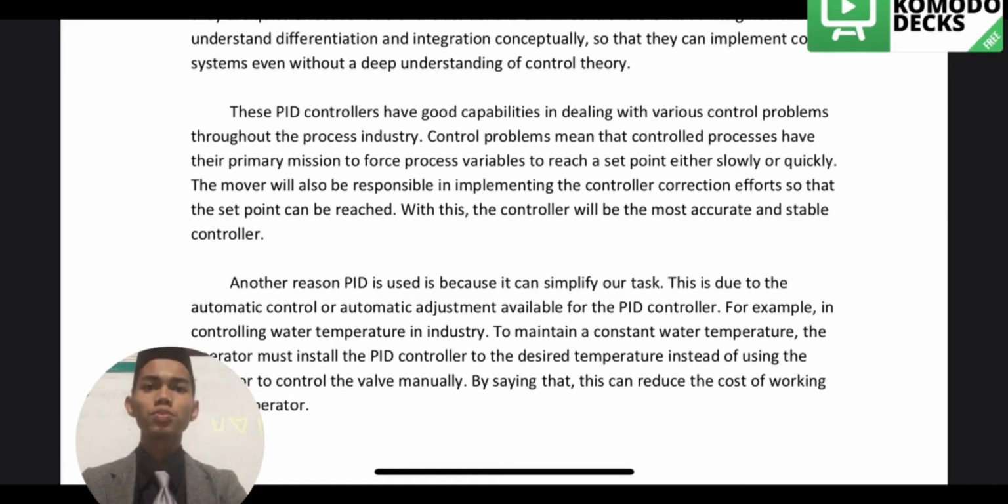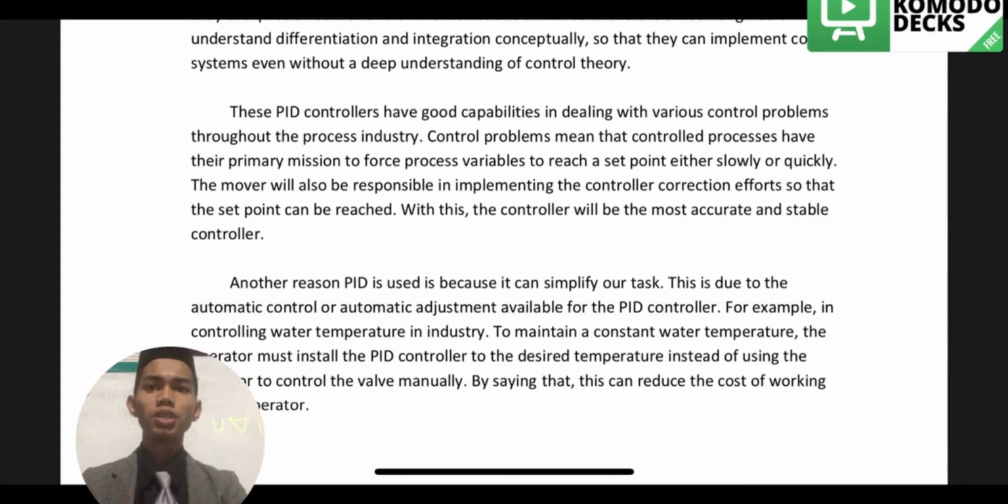Control problems mean that a control process has its primary mission to force process variables to reach a set point, either slowly or quickly. The mover will also be responsible for implementing the controller's correction efforts so that the set point can be reached. With this, the controller will be the most accurate and stable controller.